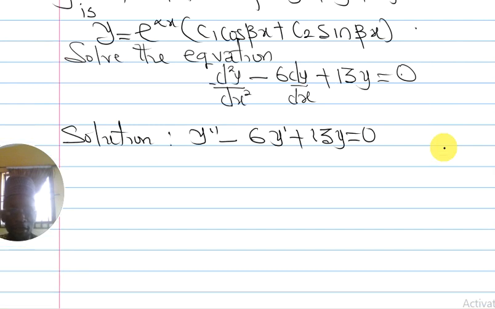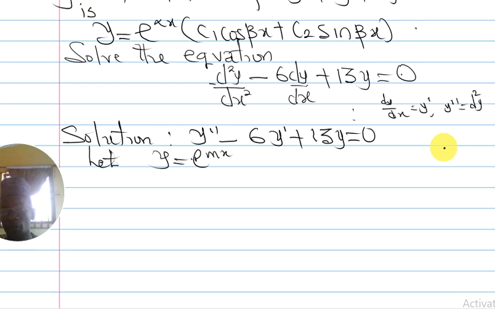Here, let me just say let the assumed solution, let y equal to e raised to power mx. Note that dy/dx is also equal to y prime, that is y prime prime can be d²y/dx². Now let me find the first derivative of this one.